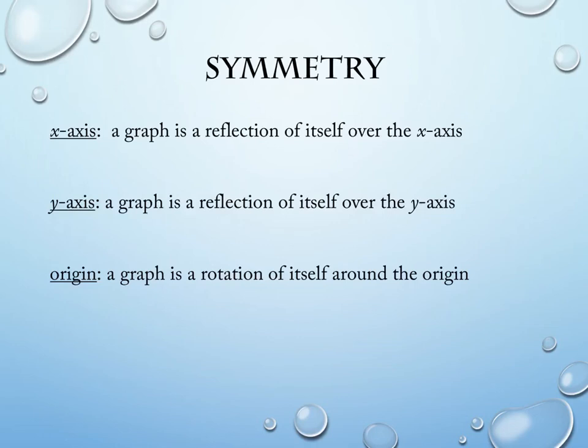And then origin symmetry is symmetry around the origin. What it means is you can spin it 180 degrees, and it lands back on itself. Imagine a spinner on a board game. These are the three types of symmetry that show up. They'll show up again, with more detail, in college algebra. We're just going to touch on them here.